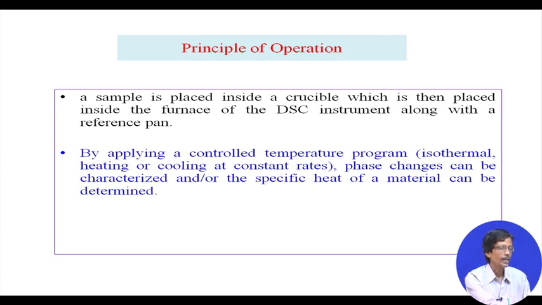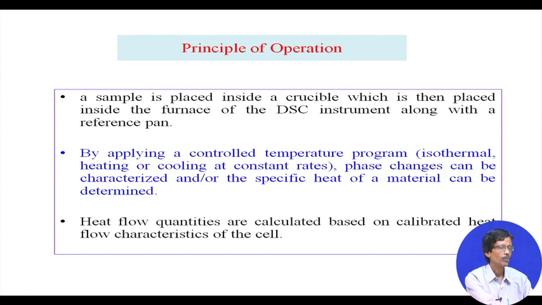It is increasing at a rate of say 2 degrees per minute, 5 degrees per minute or 10 degrees per minute. Heating can also be done in an isothermal way. So, isothermal heating or cooling at constant rates we can do in two different ways. We can have phase changes, and the phase changes can be characterized or monitored, and the specific heat of the material can be determined. That is the last thing we just tabulated, the measurement of the specific heat of the sample.